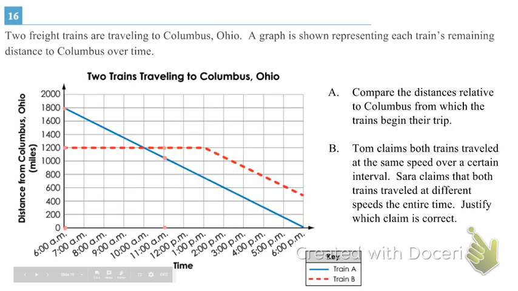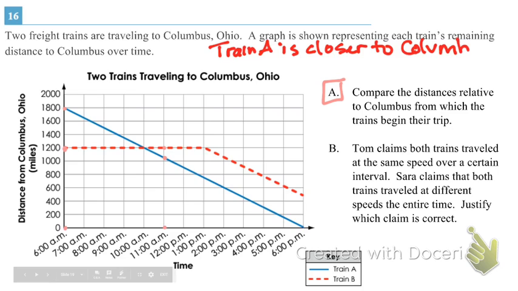So A, compare the distance relative to Columbus from which the trains begin their trip. So if you look here, train B is at 1,200 miles from Columbus, and train A is 1,800 miles away from Columbus. So something you can say here is train A is closer to Columbus than train B, right? It's only 1,200 miles away from Columbus. Train B is 1,800 miles away from Columbus.